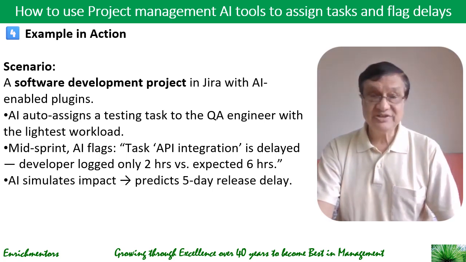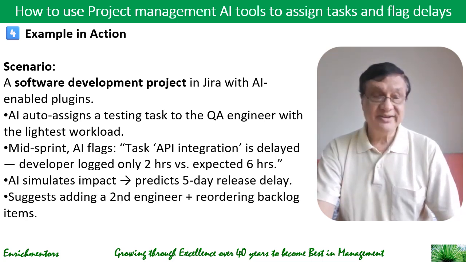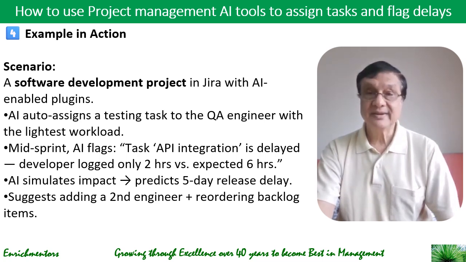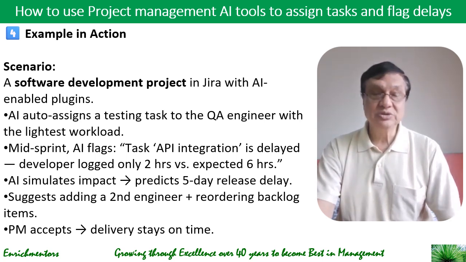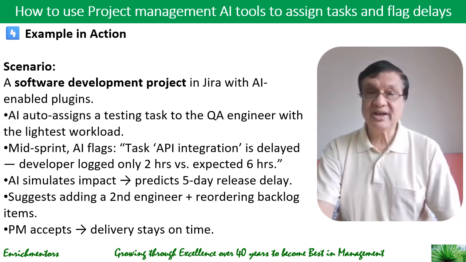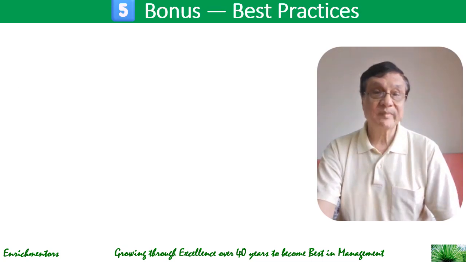Then AI simulates the impact, and based on the simulation, it predicts a delay of 5 days in release. And then it suggests adding a second engineer plus reordering backlog items. So like this, this happens, and the project management accepts, and the delivery stays on time, right? So that's how you can use project management AI tools to assign tasks and flag delays. And here is a good example of that.